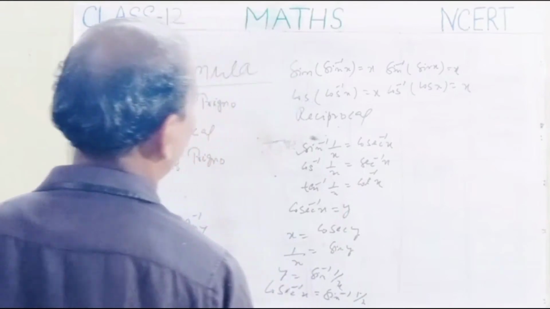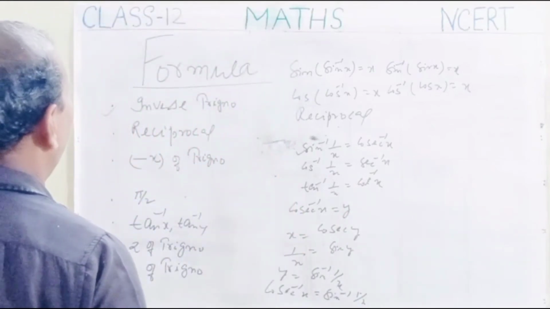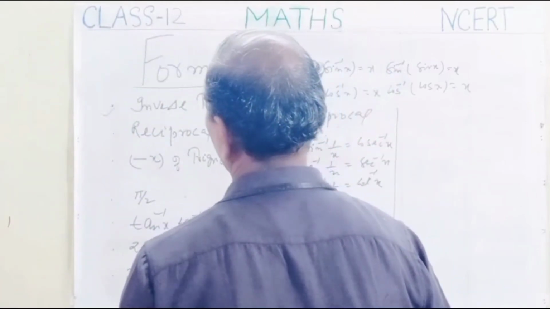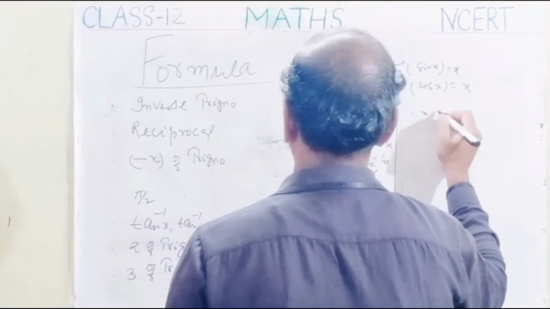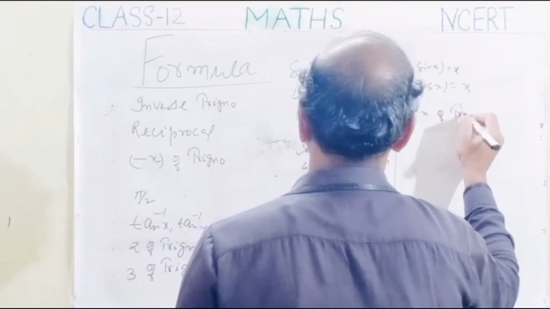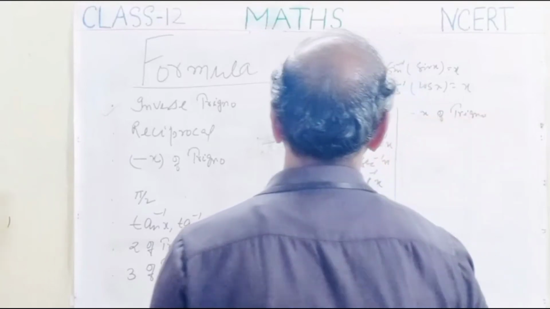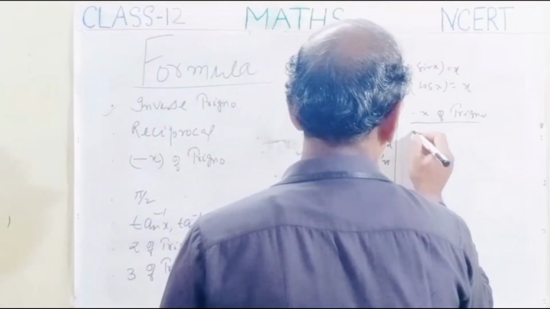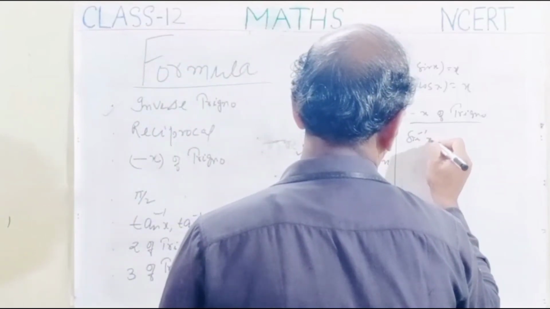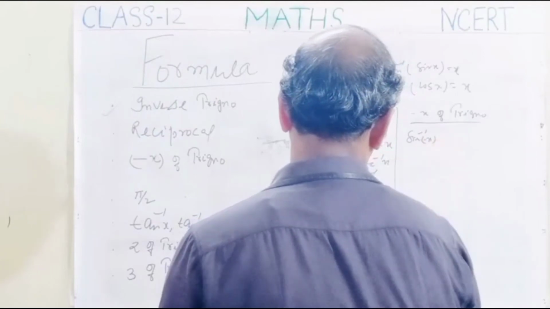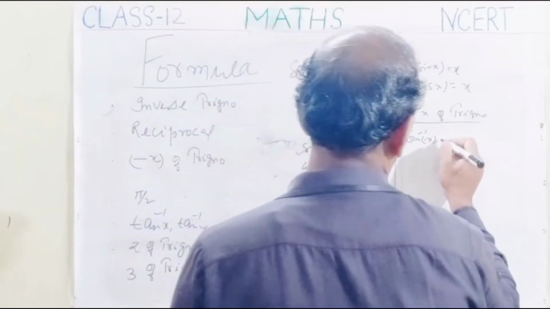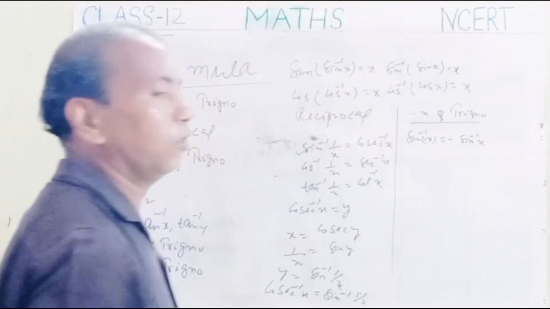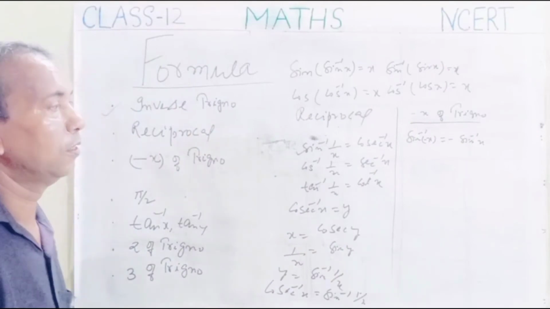This we can prove. So this is the case of the reciprocal. Then we will come to the negative x. So in the negative x, we have the formula. Suppose this is sine inverse x, sine inverse minus x. I am taking minus x. That will be equal to how much? Minus of sine inverse x. Sine inverse minus x is equal to minus sine inverse x.